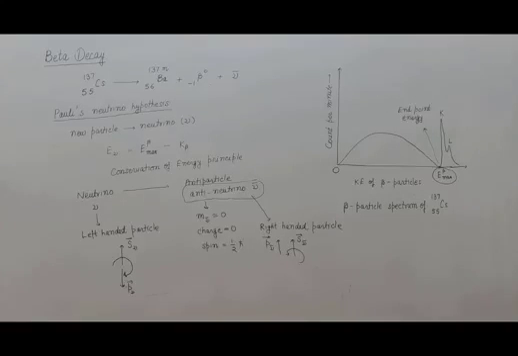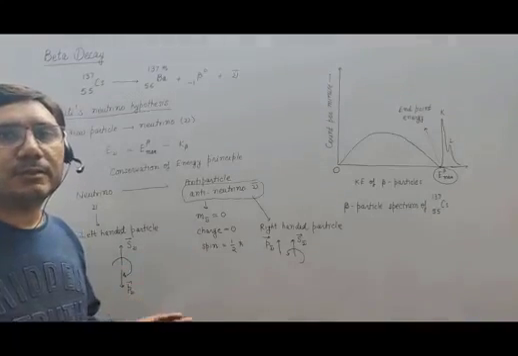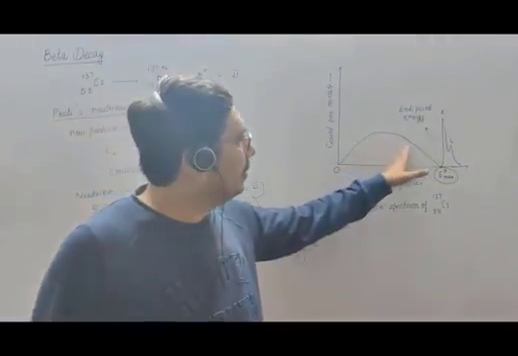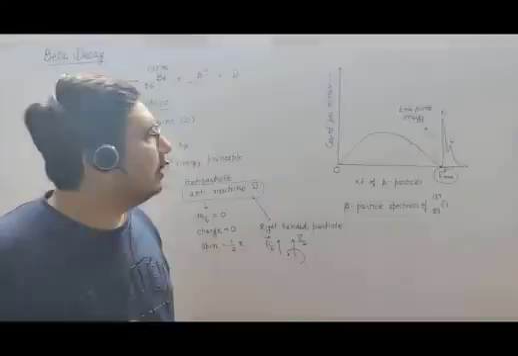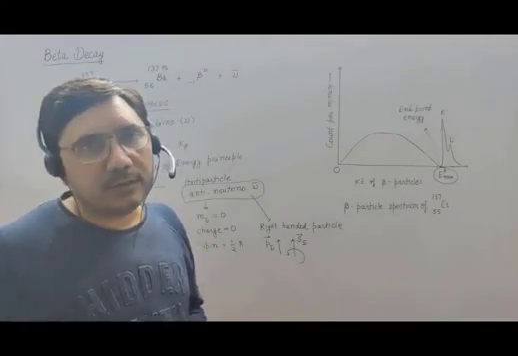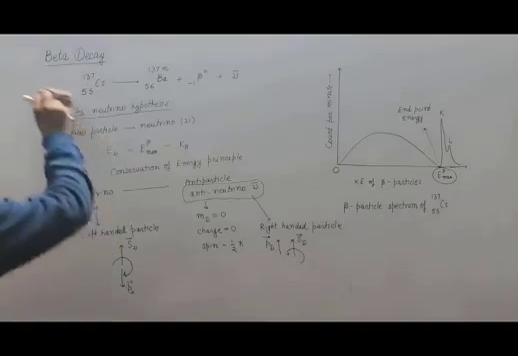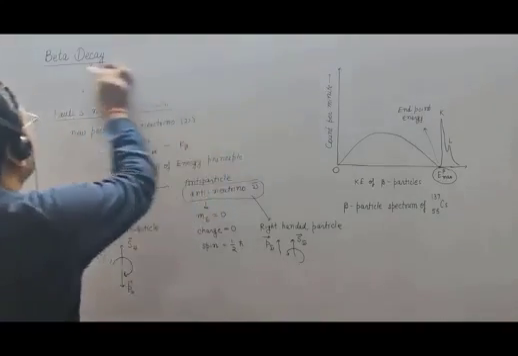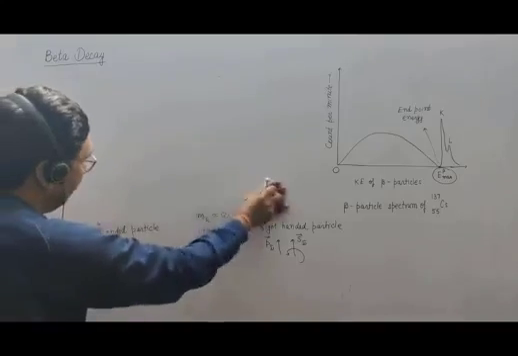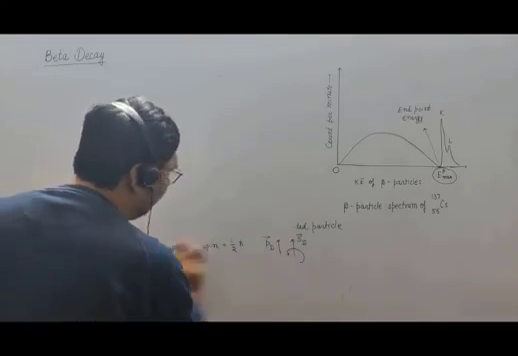Later on, Fermi gave his theory of beta decay, which was based on quantum mechanics, and on the basis of his theory he was able to explain this continuous behavior of the beta particle energy spectrum, as well as find out the decay constant lambda. So next is Fermi's theory of beta decay.